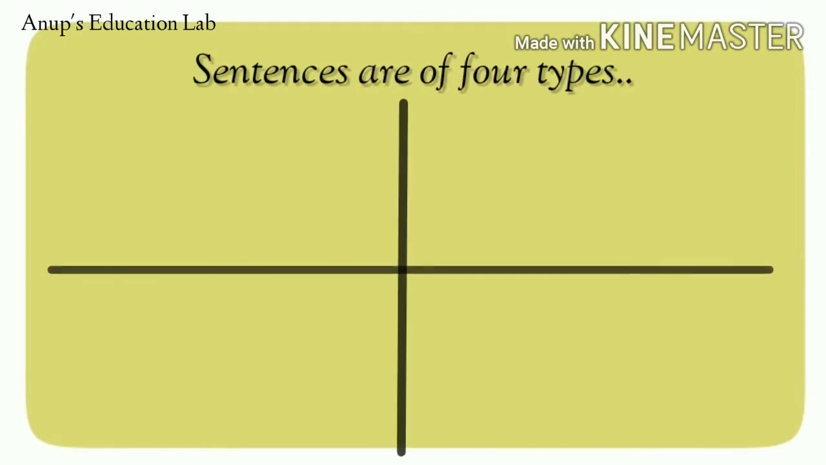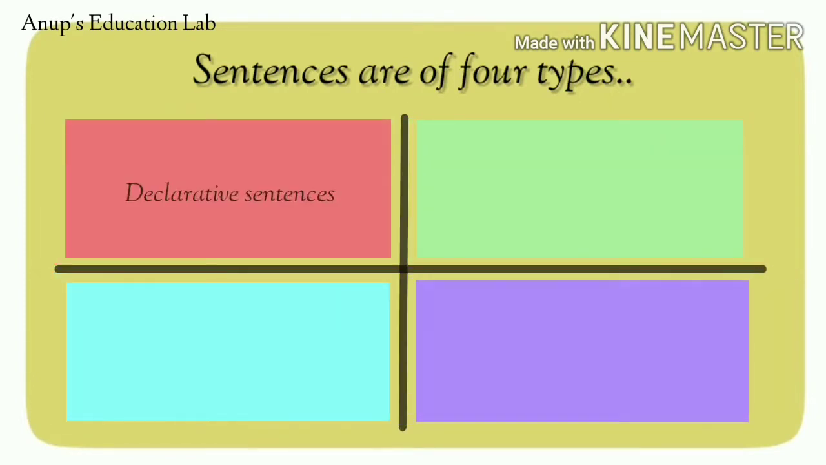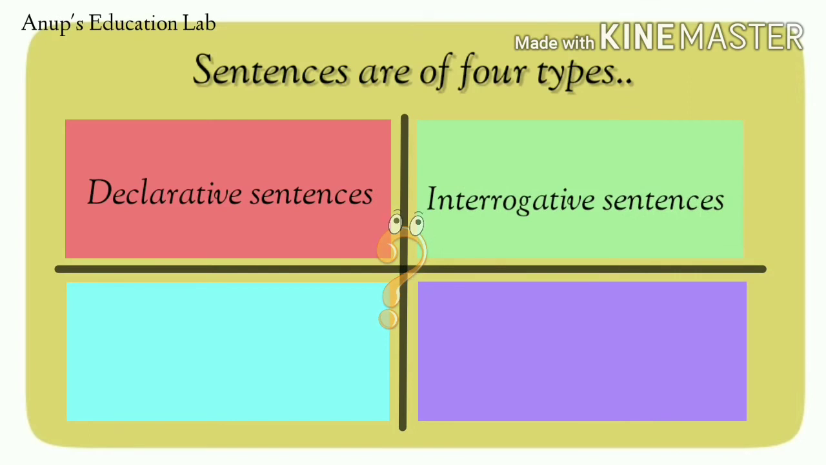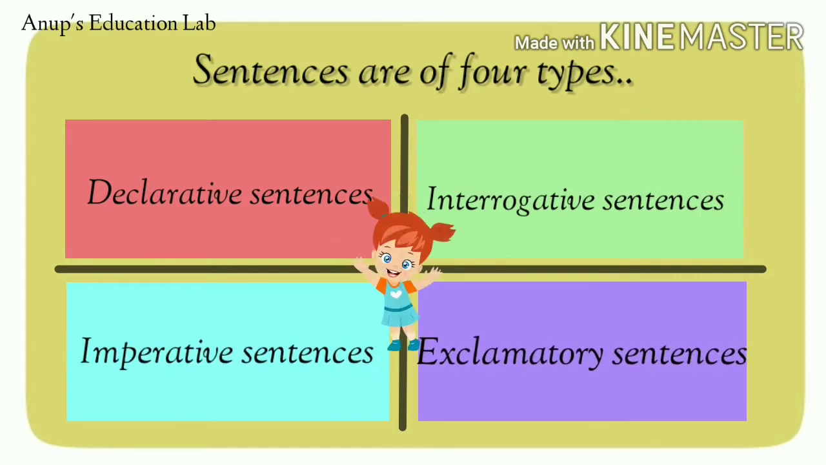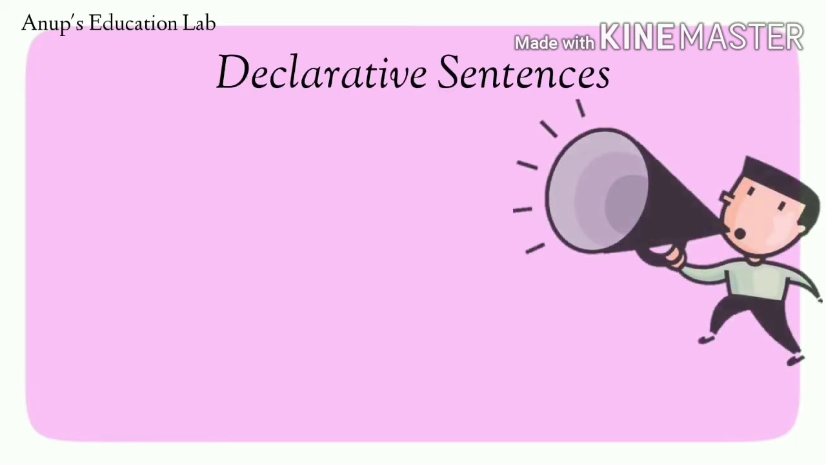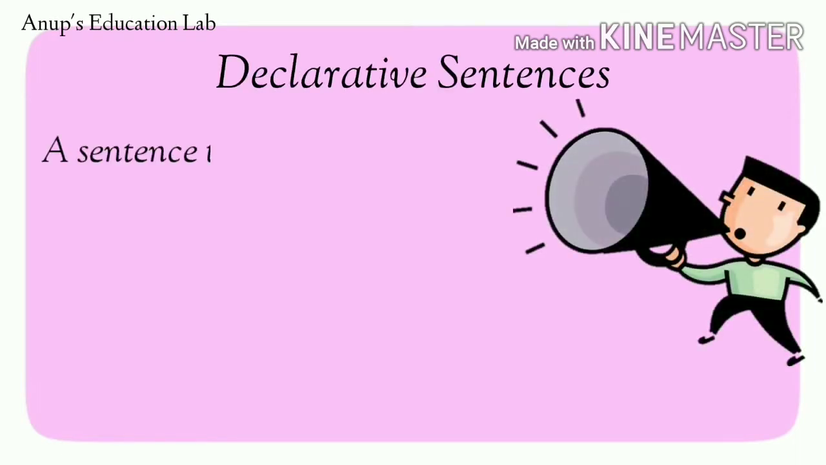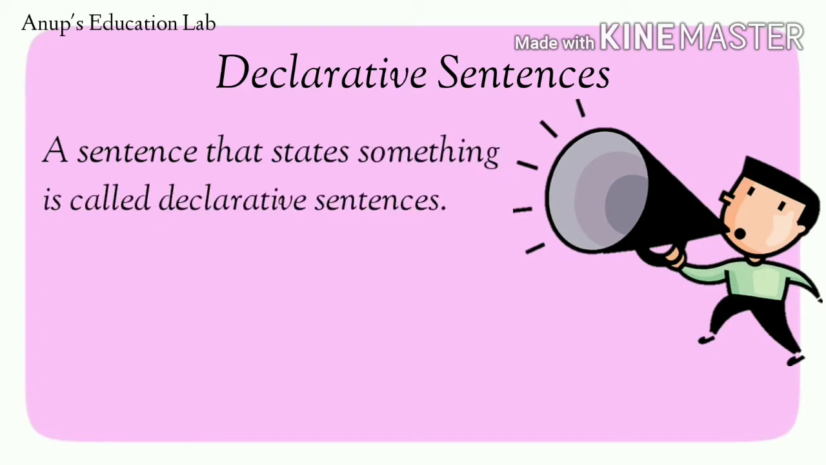Sentences are of four types. They are declarative sentences, interrogative sentences, imperative sentences, and exclamatory sentences. Now, first let us understand a declarative sentence. A sentence that states something is called a declarative sentence.